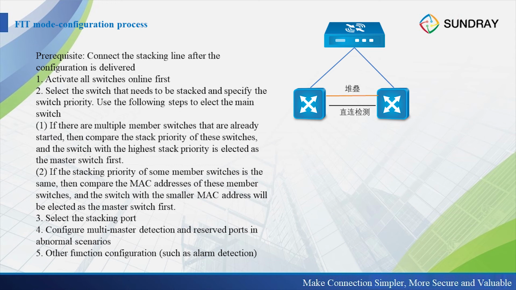And then we select the stacking port. Which port do we use for the stacking? Usually we choose the optical ports with the maximum rate. And then we configure the multi-master detection and the resolve ports in the abnormal scenario. At last, it's about the advanced function, such as alarm detection. Okay, we go to the details.